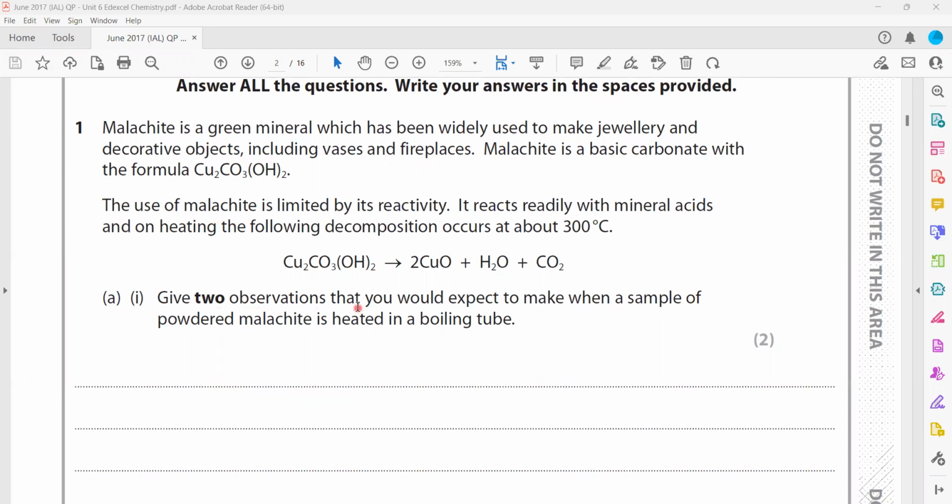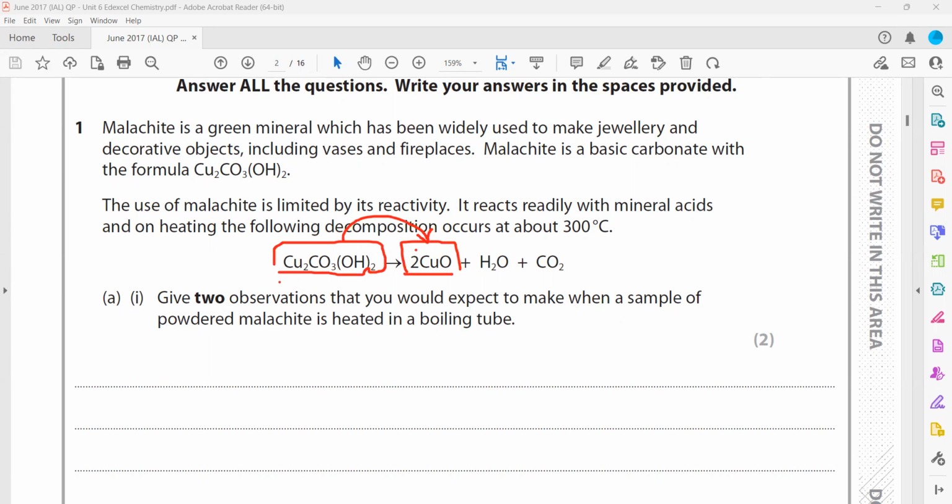Give two observations that you would expect to make when a sample of malachite is heated in a boiling tube. So what are the two observations? As you can see here, copper carbonate is there. It will become copper oxide. Copper carbonate has a different color compared to copper oxide, so there will be a color change. Initially it was copper carbonate and it turned into copper oxide. So there will be a color change, or it will form a black solid.